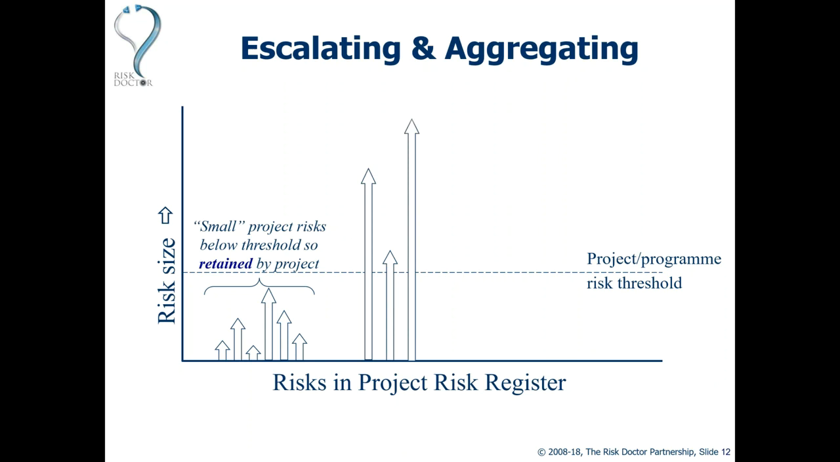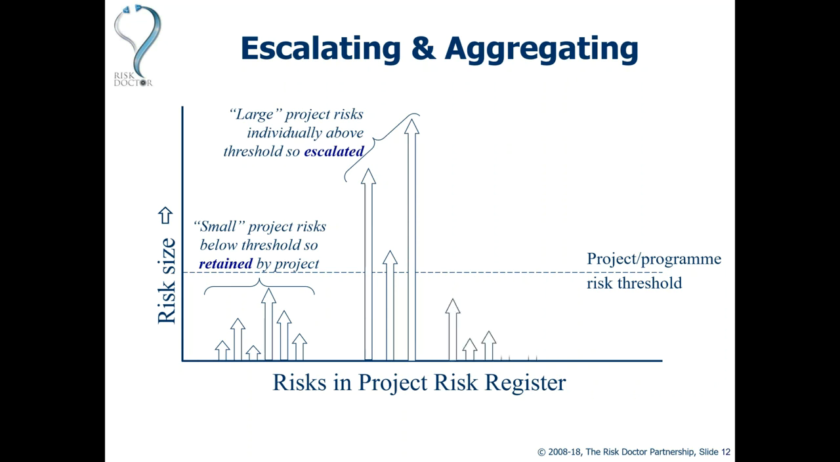Sometimes we find within the project risk register risks whose impact is so large that it not only would affect the project, but it would affect the program as well if it occurs. So these are the risks that we escalate if their impact breaches the project program risk threshold.